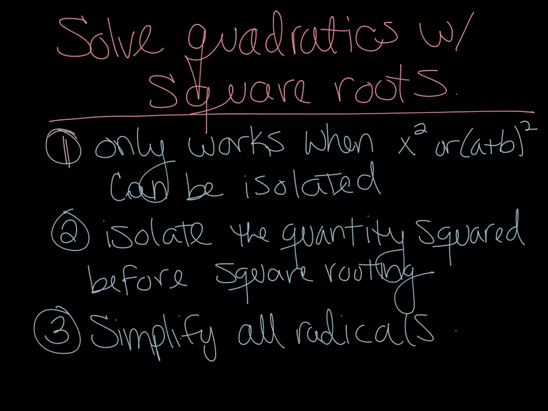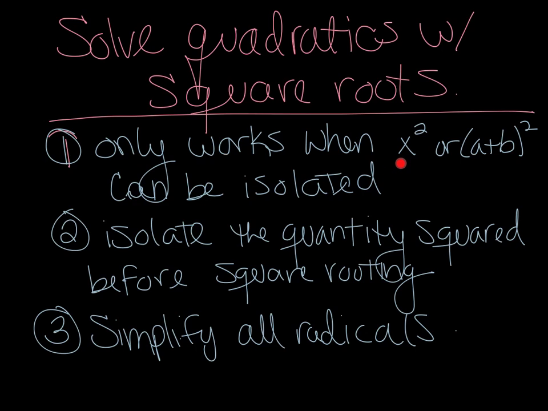Okay, so for this first section, assignment 11, we're going to solve quadratics by using square roots. And this type of solving only works when the quantity that's being squared can be isolated. And what do I mean by that? Well, I'm saying you have to be able to get the x squared or something in parentheses squared. That's still a quantity because we're grouping that whole thing together. You have to be able to get that totally by itself. So if you have a term with an x in it, then you're not going to be able to.